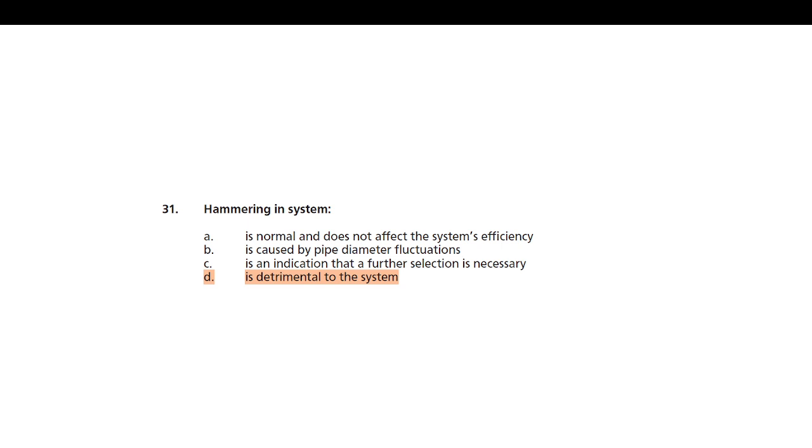So, welcome friends. Today we are going to see our third lecture with respect to hydraulics.